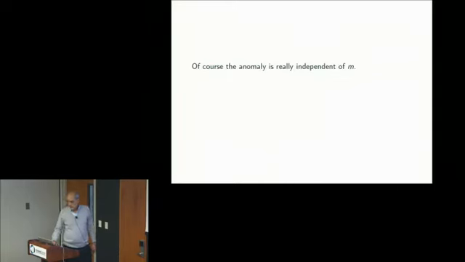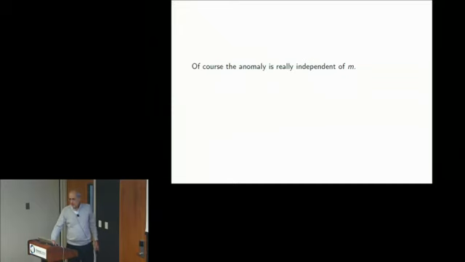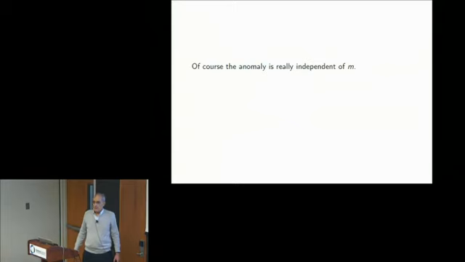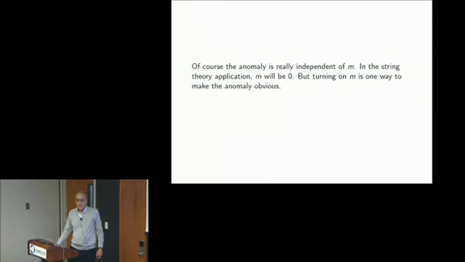Now, of course, the anomaly is really independent of M, as I emphasized when I introduced it. We used M as a device to compute the anomaly, in this case. By taking M large and localizing the interesting action on that low-energy mode that propagated along the boundary, we got an explicit way to see how flipping the boundary condition produced the anomaly that we'd have by a single real fermion on that boundary. In the string theory application, M will really be 0, but there will be the same anomaly. Turning on M is one way to make the anomaly obvious.